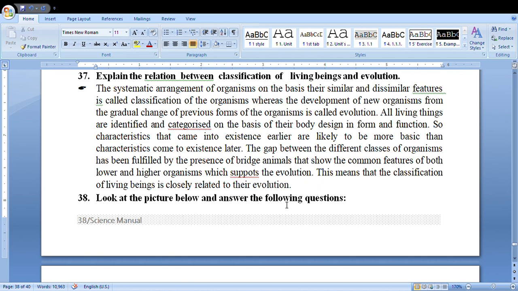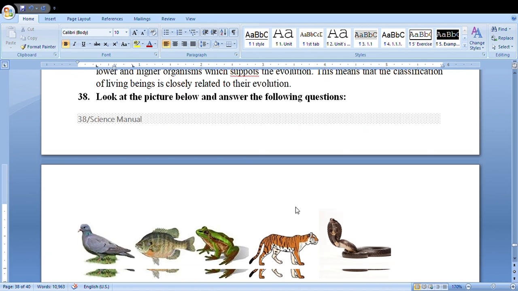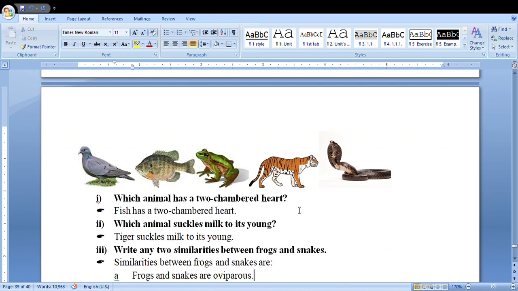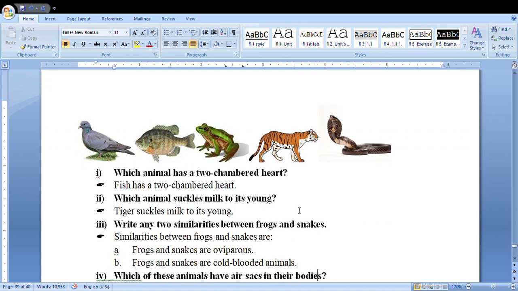Look at the picture below and answer the following questions. Pigeon, fish, frog, tiger, snake. Which animal has a two-chamber heart? Fish has a two-chamber heart. Which animal suckles milk to its young one? The tiger suckles milk to its young one.